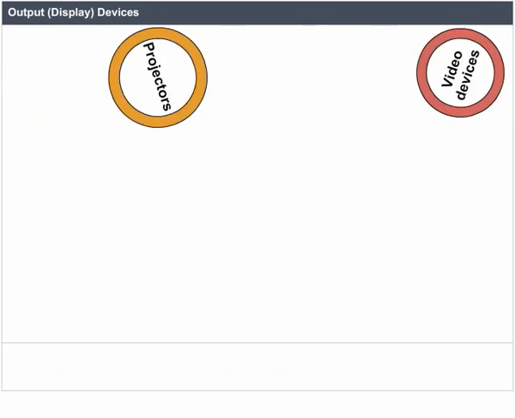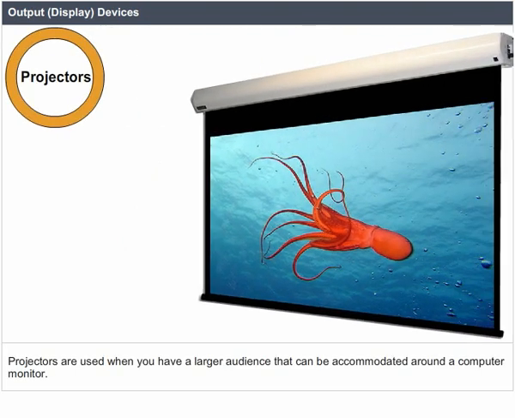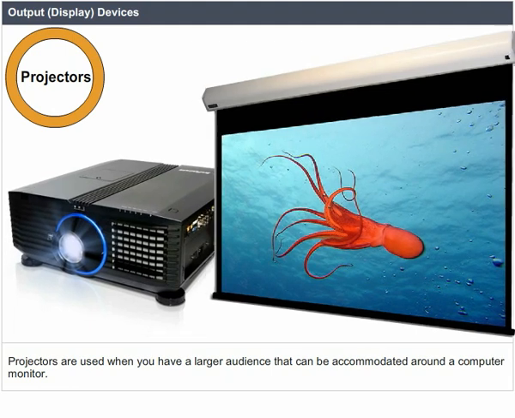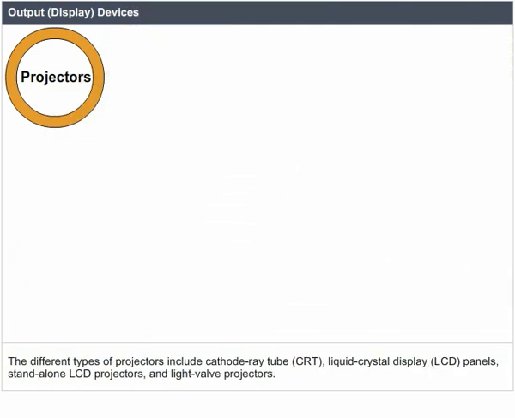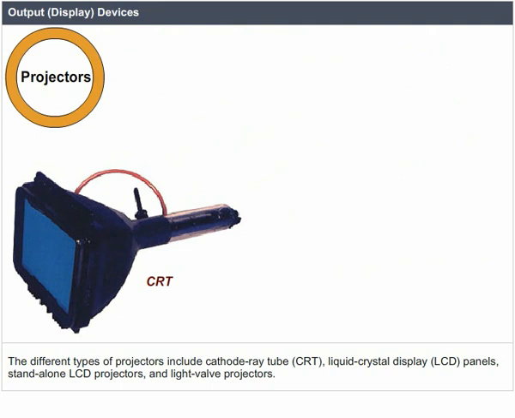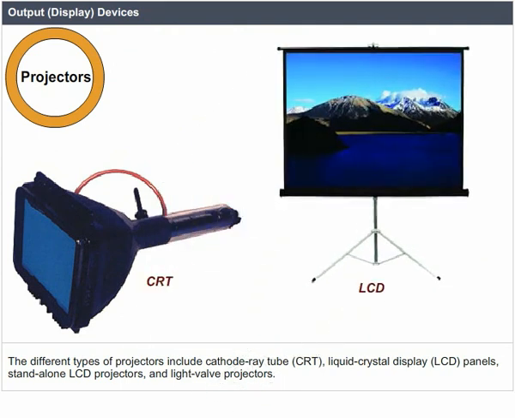Projectors. Projectors are used when you have a larger audience than can be accommodated around a computer monitor. The different types of projectors include cathode ray tube CRT, liquid crystal display LCD panels, standalone LCD projectors, and light valve projectors.